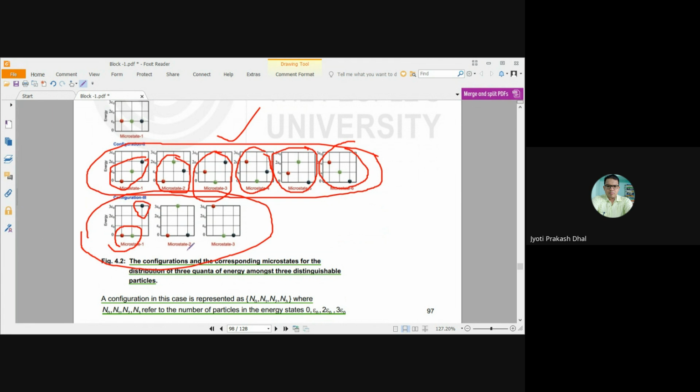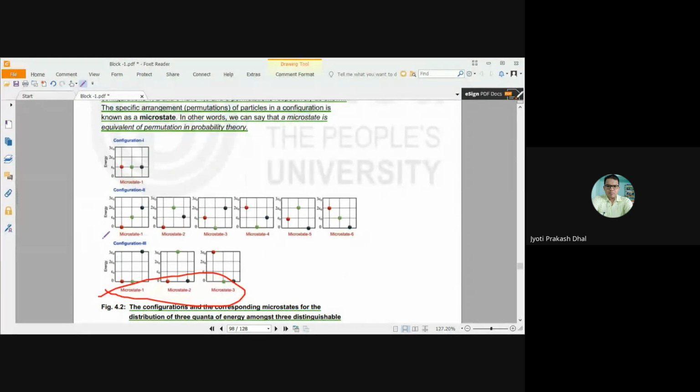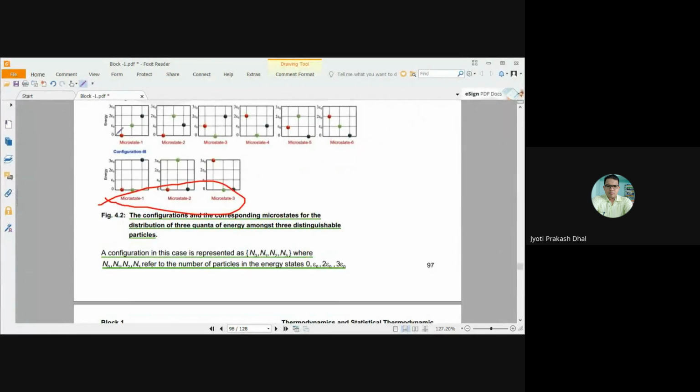In microstate 2, the two particles in the 0 energy level are green and blue, and the one particle at the 3 epsilon 0 energy level is the green color particle. And in microstate 3, the particle at the 3 epsilon 0 energy level is the red color particle, and the other two particles, blue and green, are in the 0 energy level. So in configuration number 3, 3 microstates are possible. So the total number of microstates is 10. Here there are 3 configurations, but the number of microstates is 10.